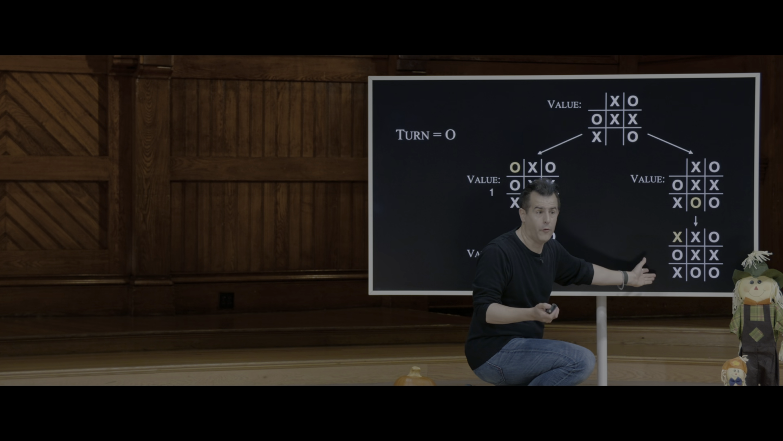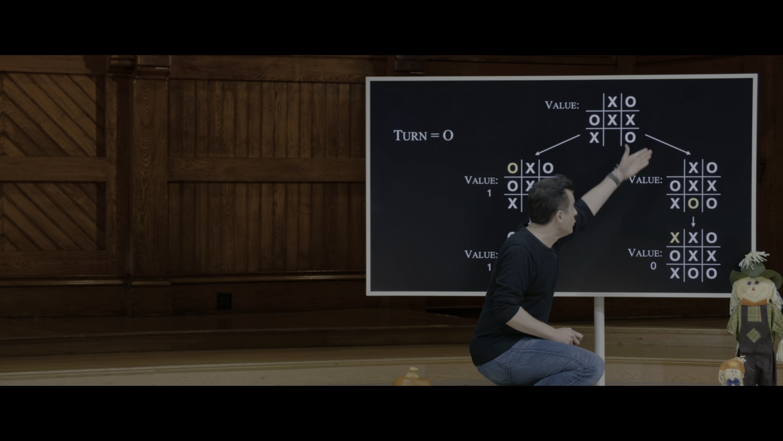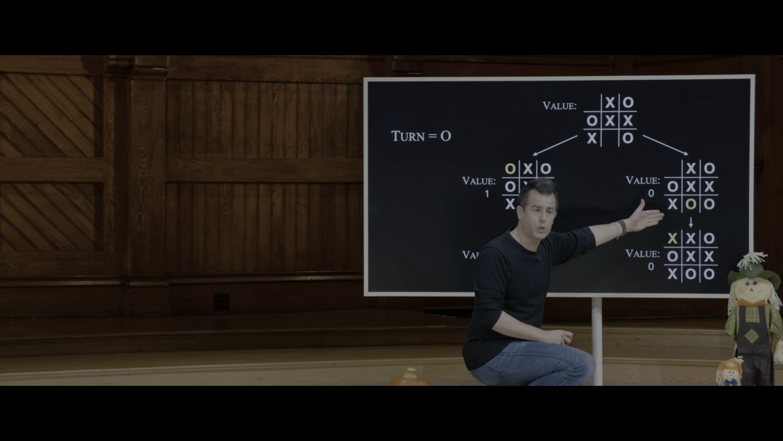0 because no one has won. There's no X's or O's 3 in a row. So the value of this board is 0. There's only one way logically to get there. So we might as well think of the value of this board as also 0.